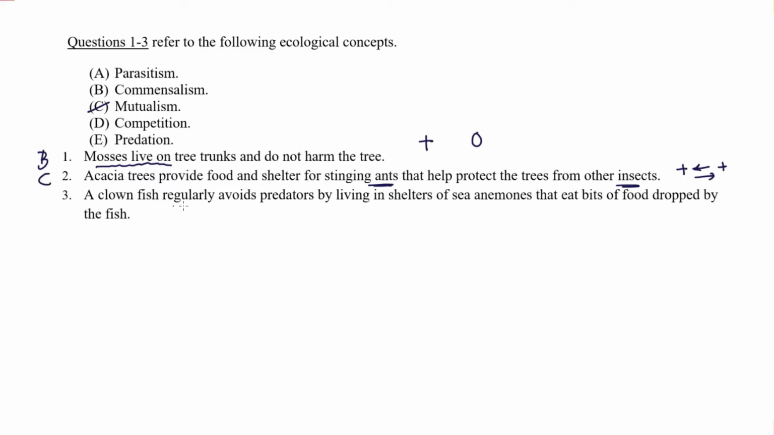Number three, a clownfish regularly avoids predators by living in the shelters of sea animals. So these clownfish get the benefit, and also the sea animals that eat bits of food dropped by the fish get the benefit. So they exchange benefit, or C.